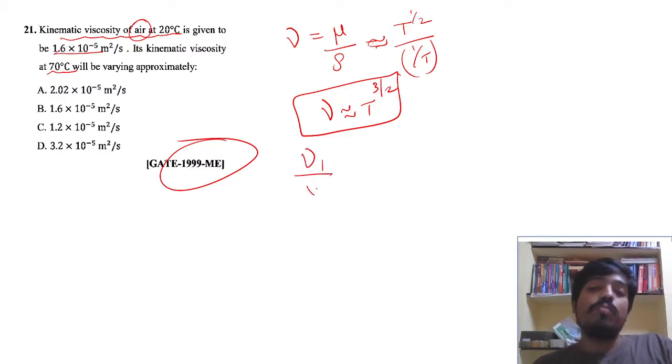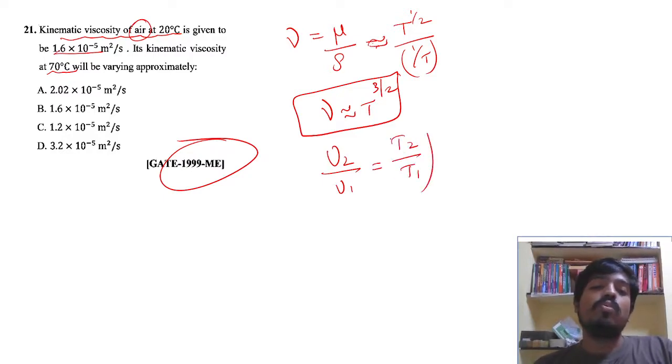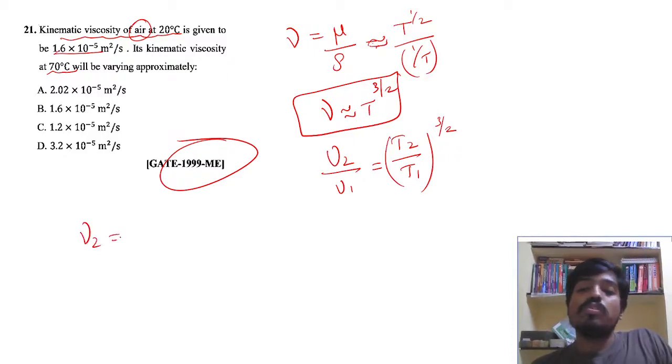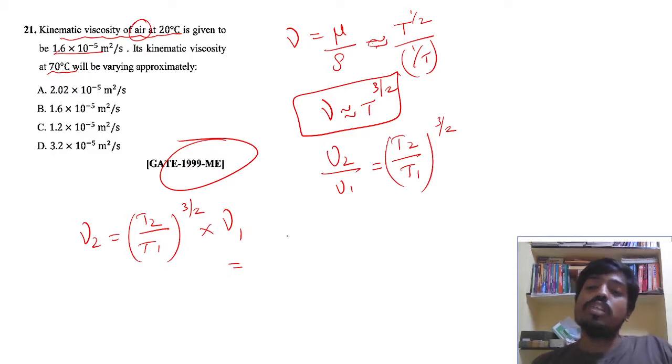So mu1 by mu2 is equal to T1... I want a 2 only. Mu2 by mu1 is equal to T2 by T1 the whole to the power of 3 by 2. So mu2 is equal to T2 by T1 the whole to the power of 3 by 2 into mu1. So what is T2 by T1? Please tell me.